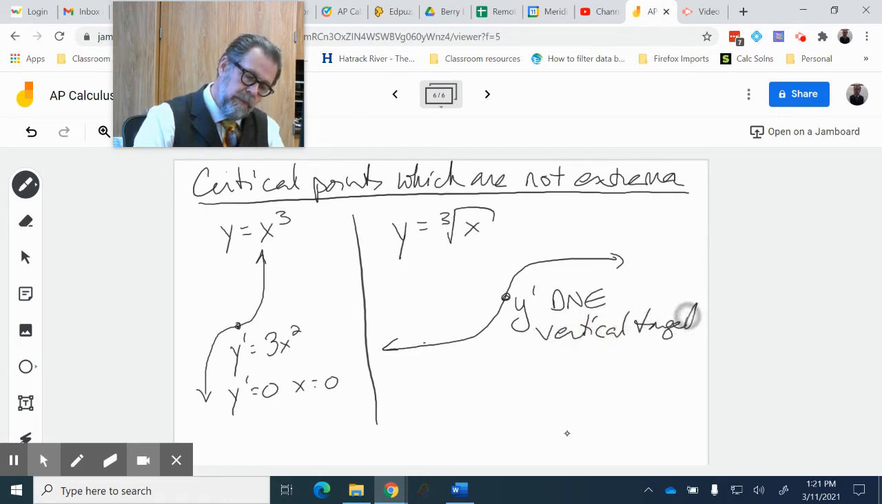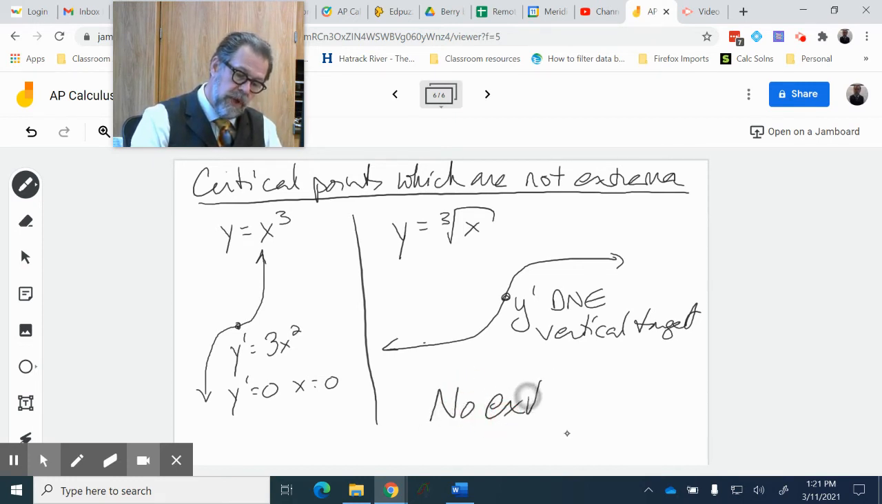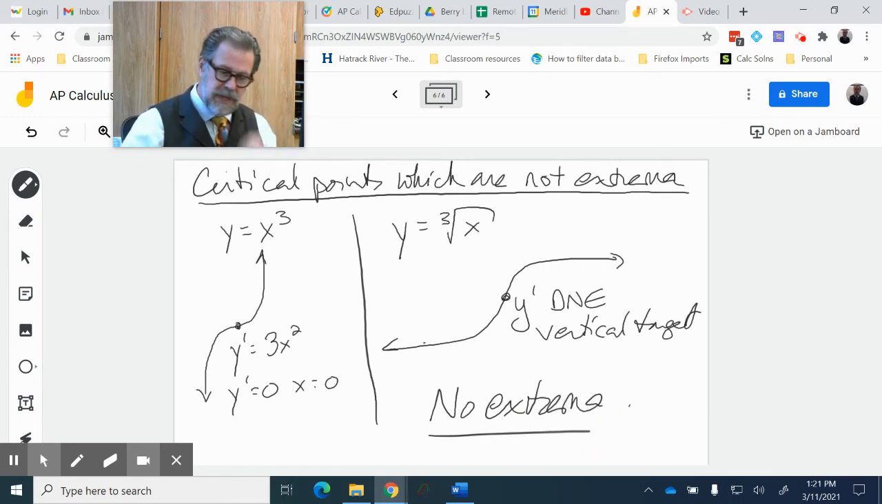But again, there is no critical point. And so in both these cases, there are no extrema, even though each one has a critical point. Again, very important that we test these.